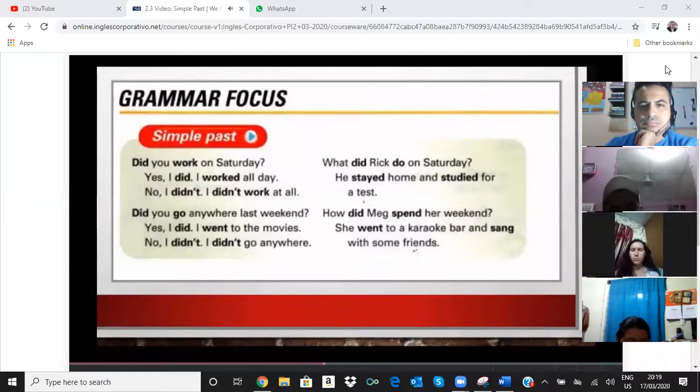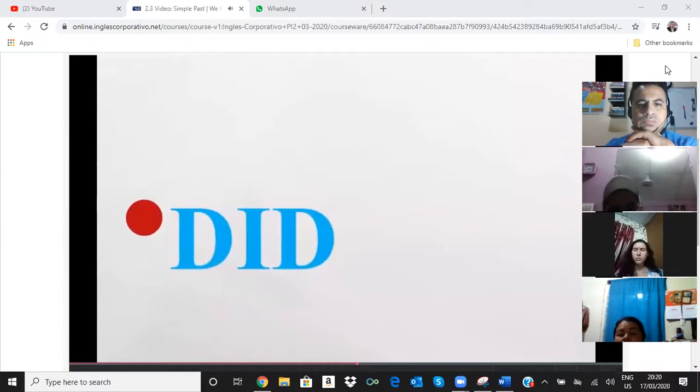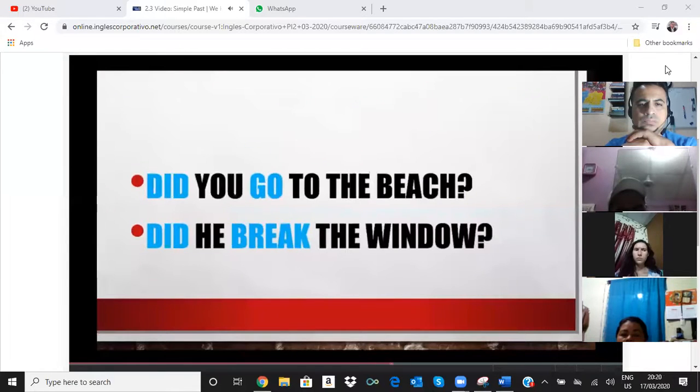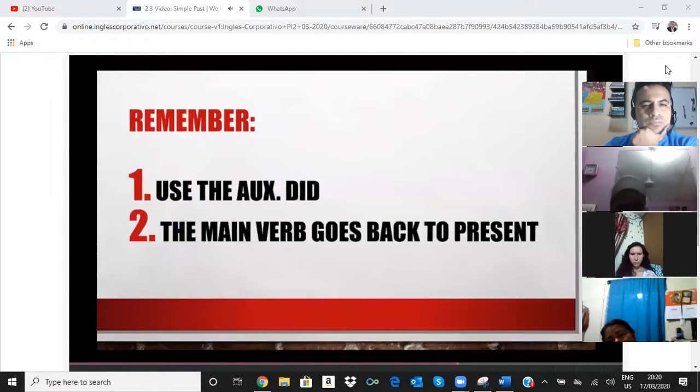Let's talk about questions in simple past. Did you realize the auxiliary we used? Did. We use auxiliary did for questions and short answers, positive and negative. Did you realize what happened to the question after we used did? See the next example. Did you go to the beach? Did he break the window? In each question, the verb is used in simple present because we use did. It is not correct to say, did you went to the beach? Did he broke the window? So remember, every time you ask a question in simple past, you need to use the auxiliary did, and the main verb goes back to present.